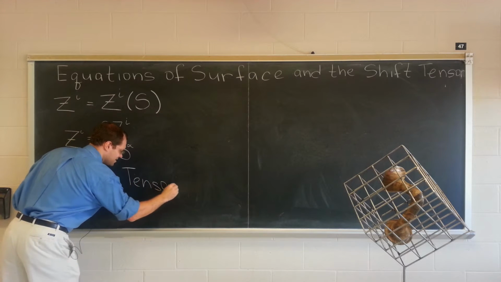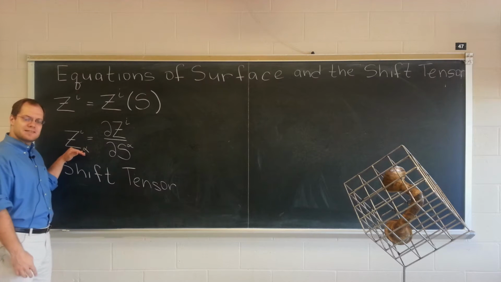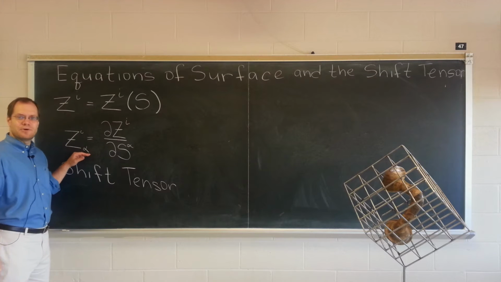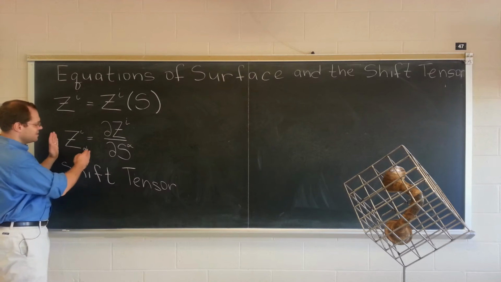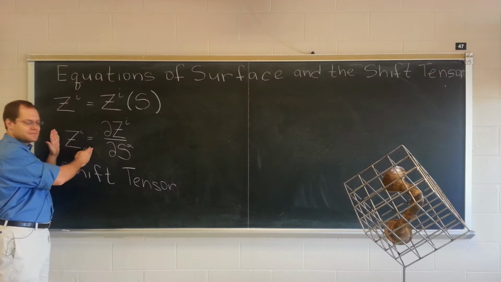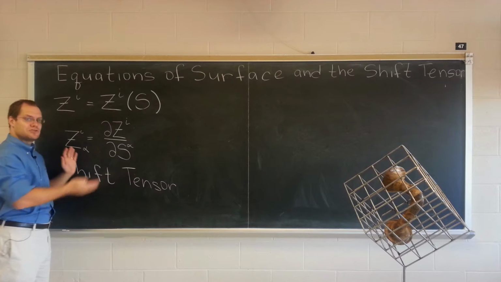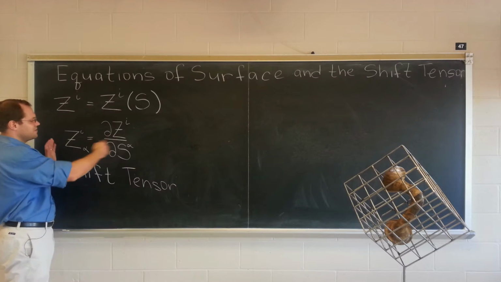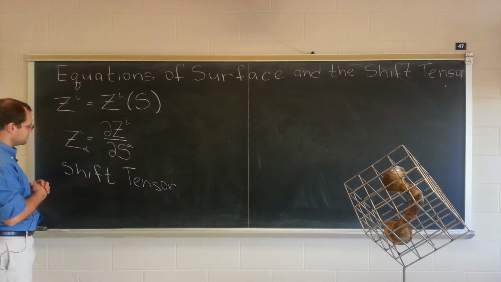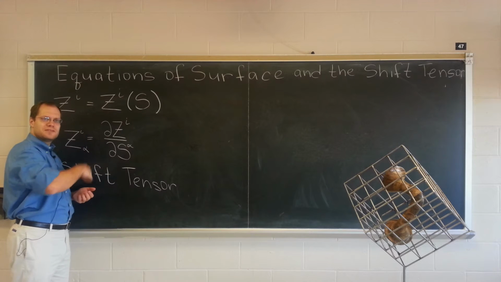Shift tensor. For the next half hour or so, we'll do nothing but discuss the properties of the shift tensor, which are many and very important. In fact, the embedding is really all about this object. This object and its derivative pretty much give us all of the characteristics of the surface that we're interested in. And in a way it's more effective than what we've discussed before.